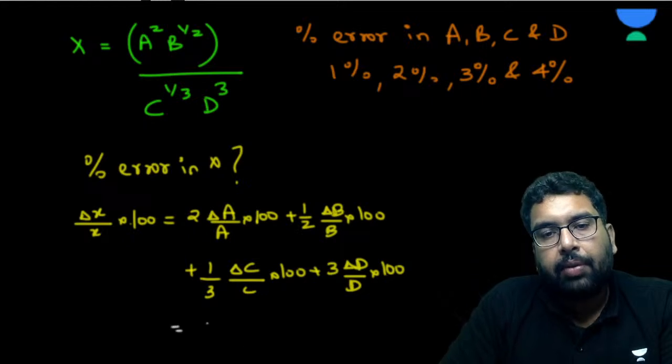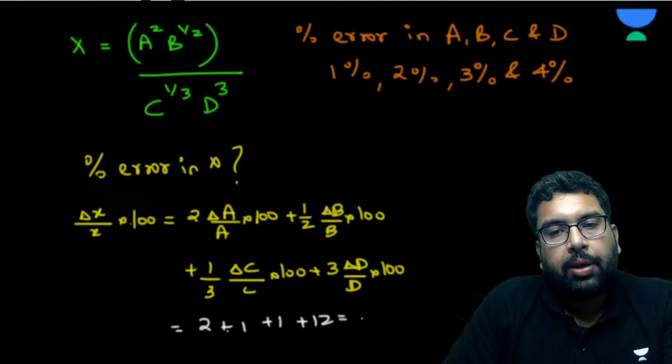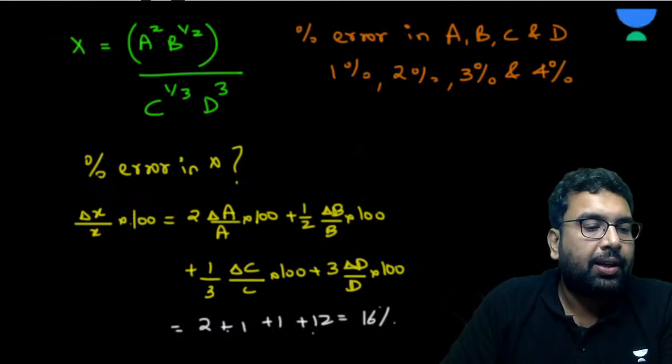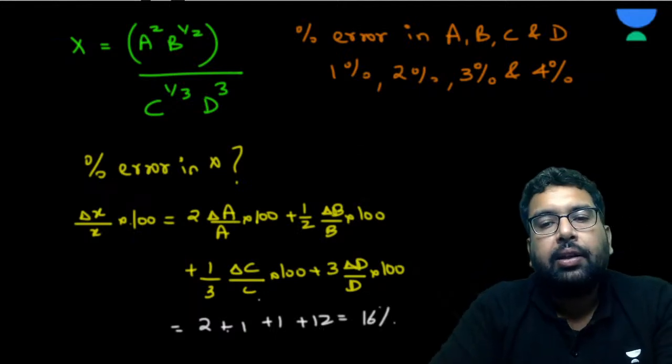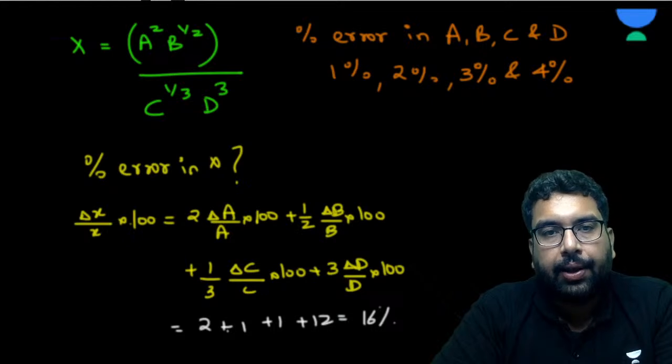Now we can calculate it. It will become 2 plus 1 plus 1 plus 12, so it will become 16%. So what is the answer to this question? The answer is 16%. So this is about the errors. I hope you have got this.